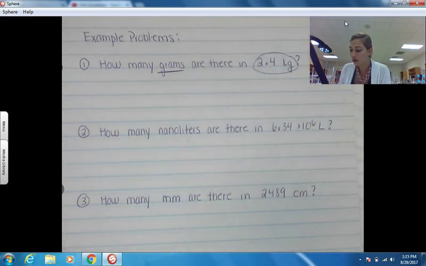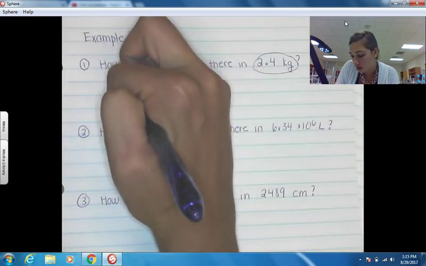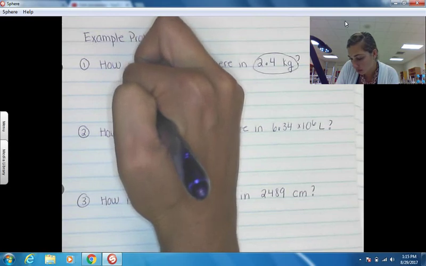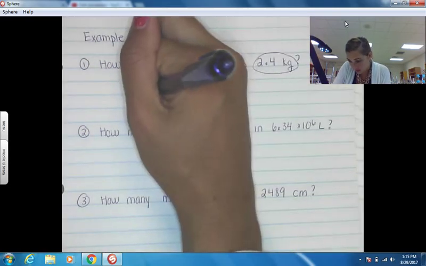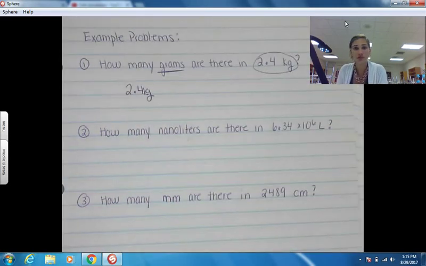The way that you're going to set this up is always with what you were given. So we have 2.4 kilograms is what we are starting with. Now, the question is asking for grams, which is telling us that we have to get out of kilograms. I set up something called railroad tracks.